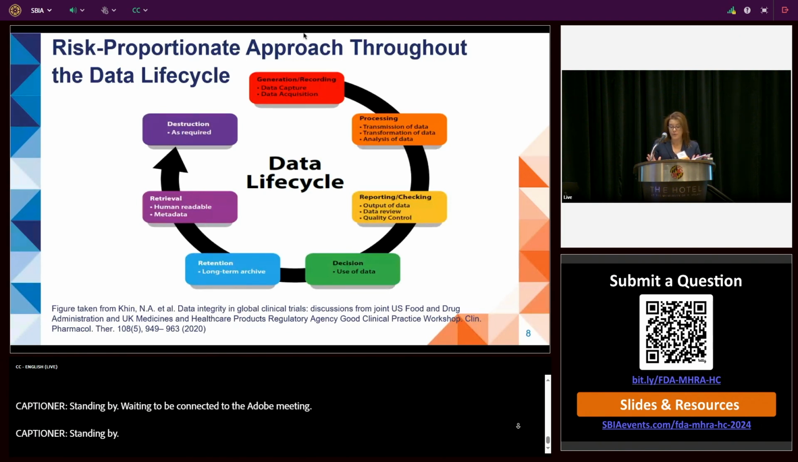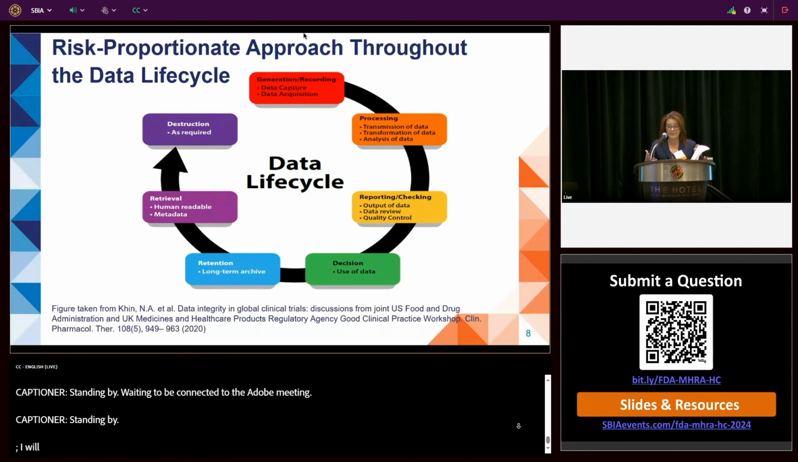But to quickly summarize, the risk proportionate approach to data governance should be used and applied throughout the data lifecycle with a focus on critical data and the systems and processes that help ensure data quality. And so with that introduction, I'm going to pass the baton back to Sheila, where she'll introduce some key data governance processes, which will be the basis of many of our case examples today.